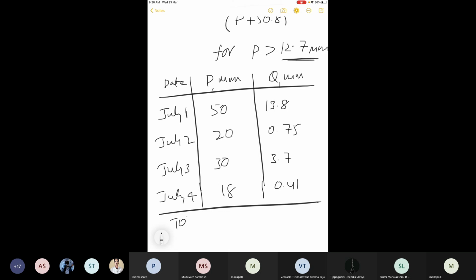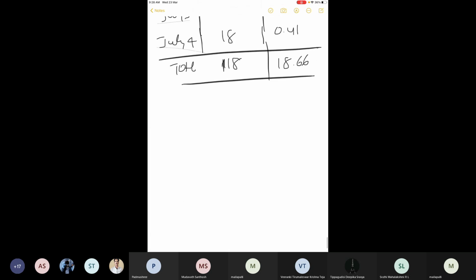Now the total is the same 118, and now 18.66 mm is the direct runoff. You can clearly see that when you change the curve number from 70 to 80, the depth of runoff increased. That tells you that when you move towards 100, you get more runoff. Okay, so find out the runoff volume.